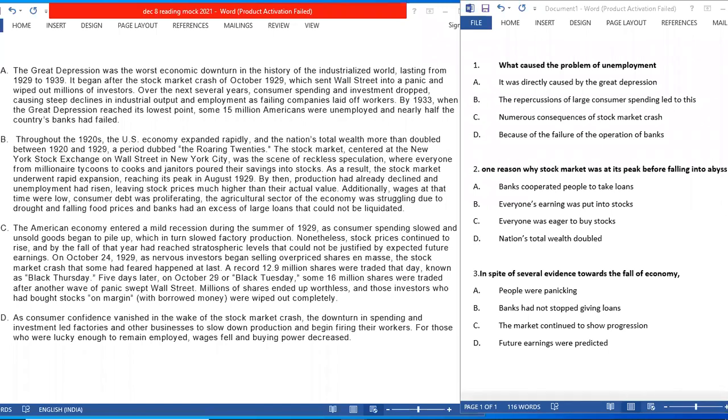Many have got all three wrong. People have sent the answers. And the questions are usually in the order of the paragraph given. What caused the problem of unemployment will usually be in the first paragraph only. Okay, don't have to look further for that. I'm going to give one more chance. Try to change your answers.